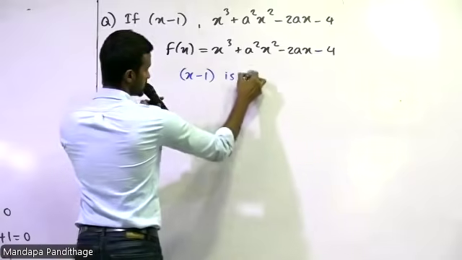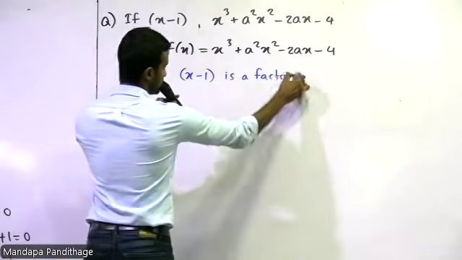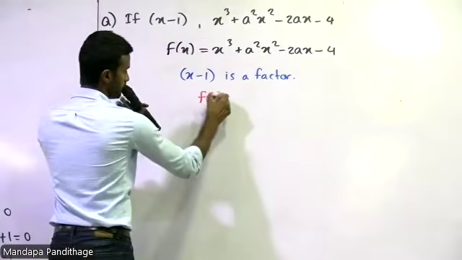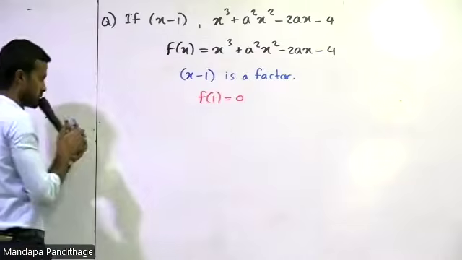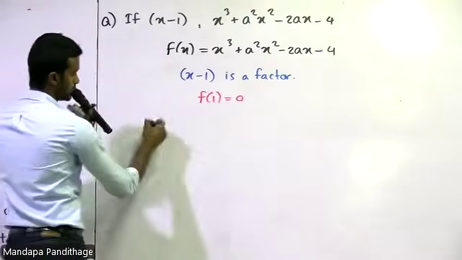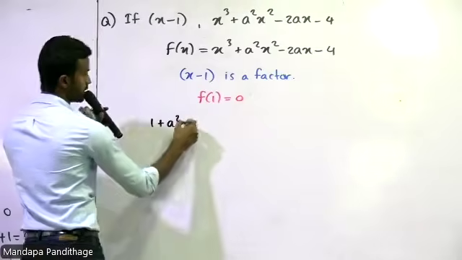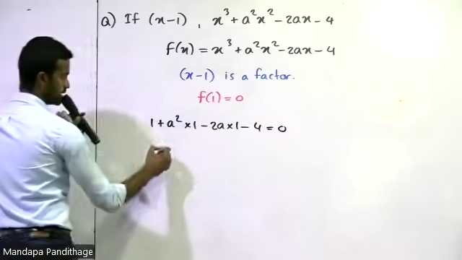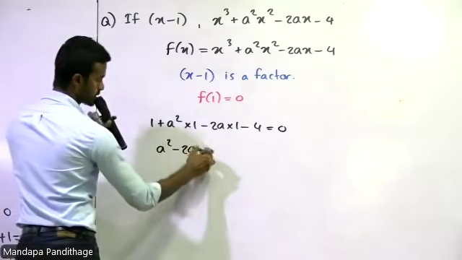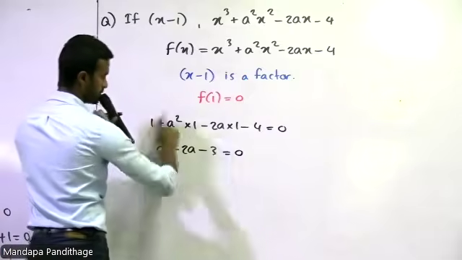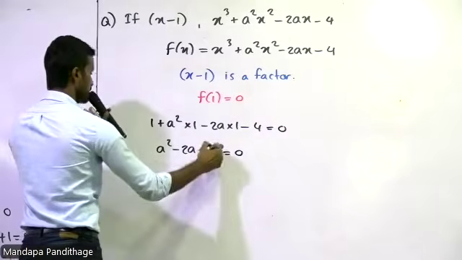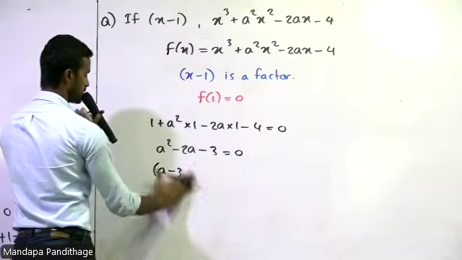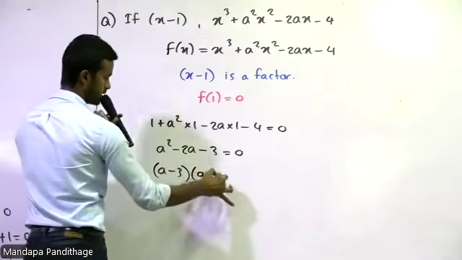Silence, silence. So from the factor theorem, we can write that f(1) is equal to 0. When you substitute x equals 1, it's 1 plus a squared into 1 minus 2a into 1 minus 4, equal to 0. Again, you end up with a quadratic equation. So when you factorize, it's a minus 3 and a plus 1 is equal to 0.